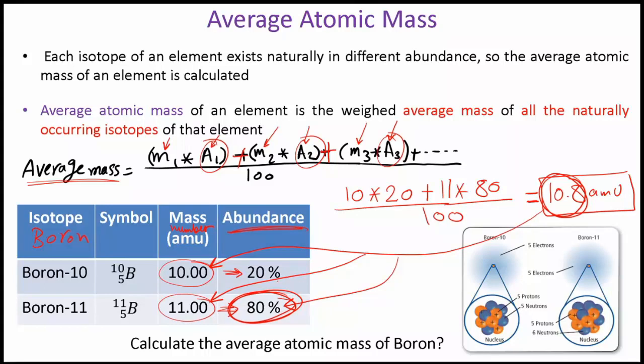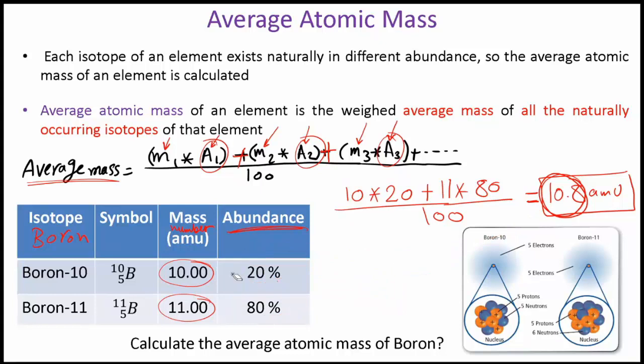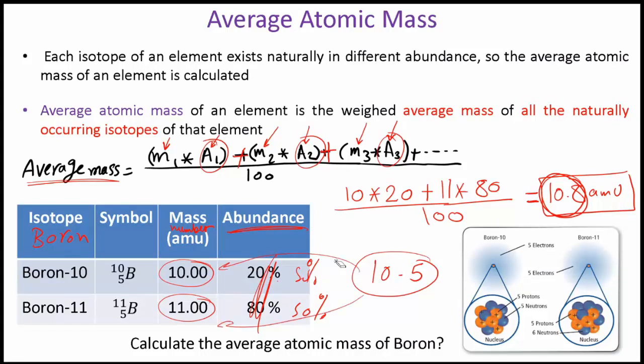Because the percentage of 11 is high, the abundance of the boron 11 is higher. What if they have the same abundance, like 50% and 50%, instead of 20 and 80? What do you think will happen? The result will be 10.5. It will be exactly in the middle between the 10 and the 11. But because the abundance of the 11 is higher, it turns out to be closer to the 11.